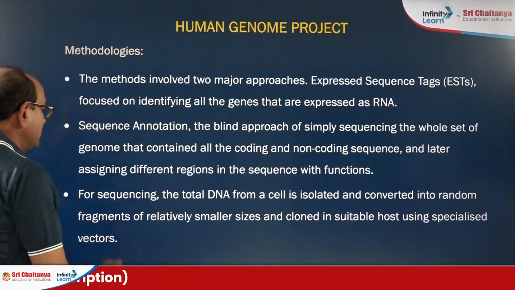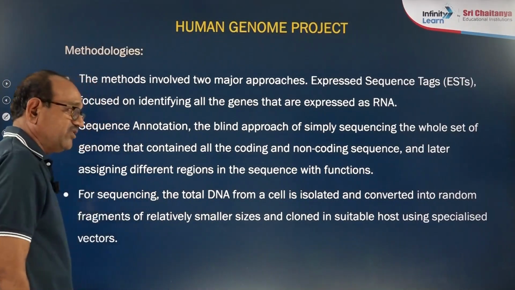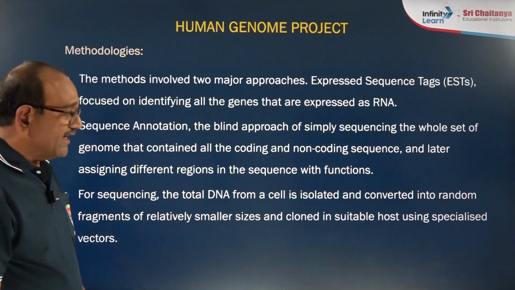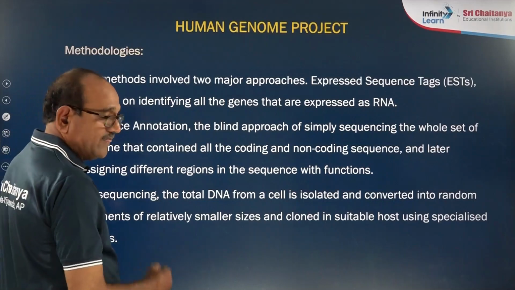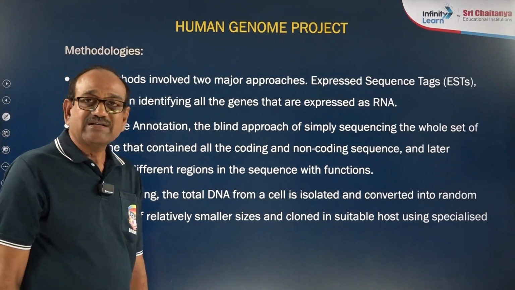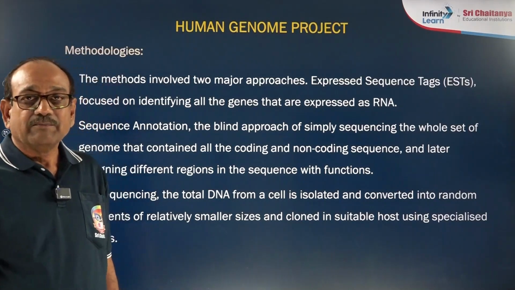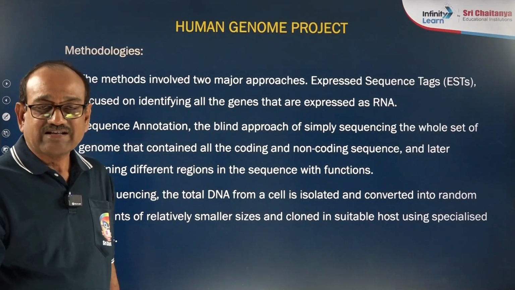What are these two? We'll see. Then for sequencing, the total DNA from a single cell is isolated and converted into random fragments, which are later used for sequencing by using an automated sequencer, which works on the basic principle invented by Frederick Sanger.